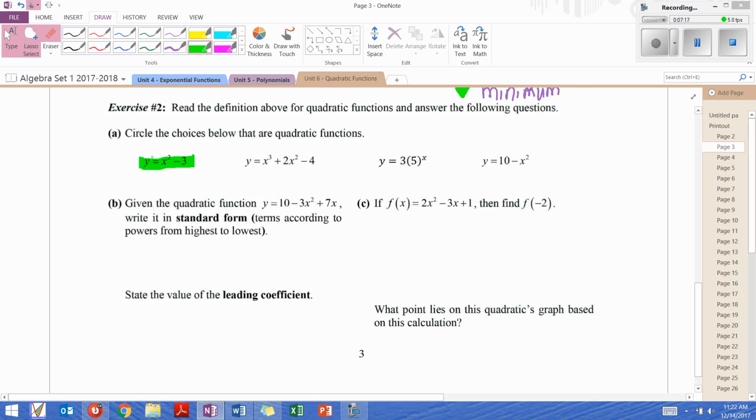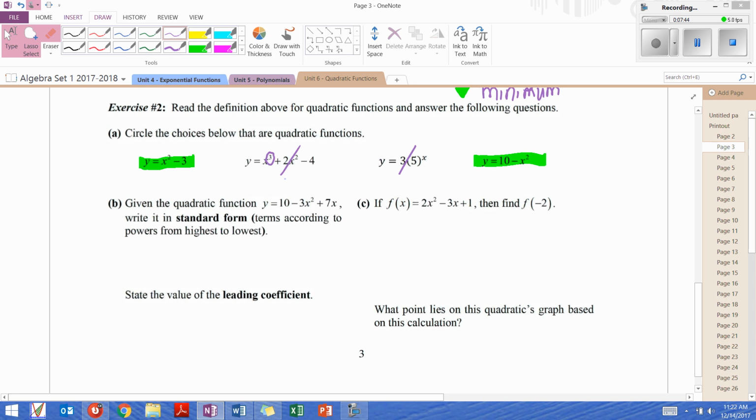Quadratic equations or quadratic functions have the highest power that is squared. So this is a quadratic function. This is a quadratic function. This is not. You probably recognize that that is an exponential from a couple units back. And because this one has a 3rd degree, this is a cubic and is not a quadratic because it had a power higher than the x squared.